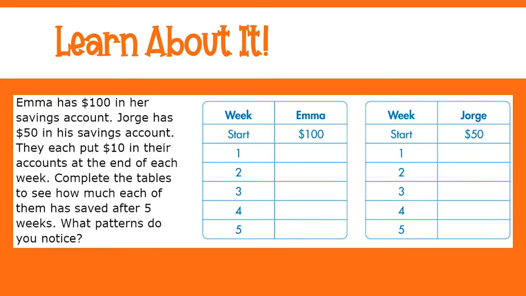Emma has $100 in her savings account. Jorge has $50 in his savings account. They each put $10 in their accounts at the end of each week. Complete the tables to see how much each of them has saved after 5 weeks. What patterns do you notice?